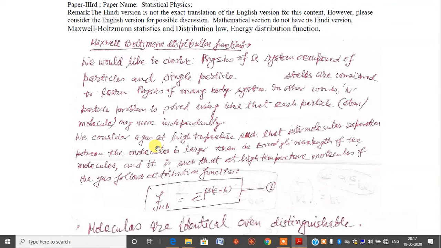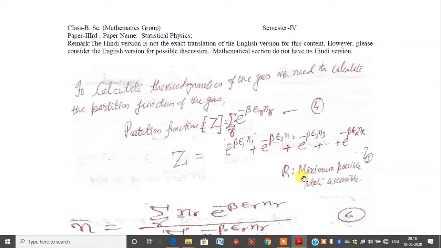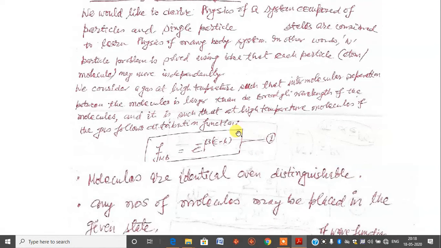So in that situation, what happens? The intermolecular separation is very large in comparison to the de Broglie wavelength of a molecule. So in that situation, we can handle this issue using the classical distribution function, or Maxwell-Boltzmann distribution function. In the high temperature region, the molecule follows this kind of distribution function. The probability of finding any state, say epsilon, is proportional to e to the power minus beta (epsilon minus mu), where mu is the chemical potential of the molecule. So we would like to derive this distribution function.